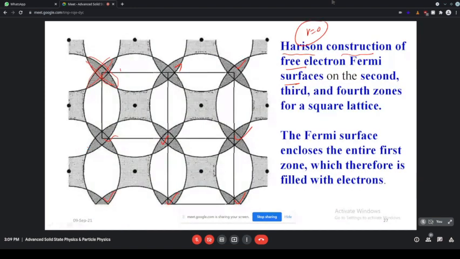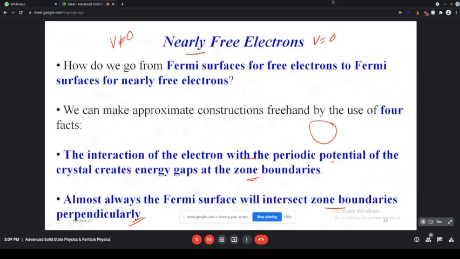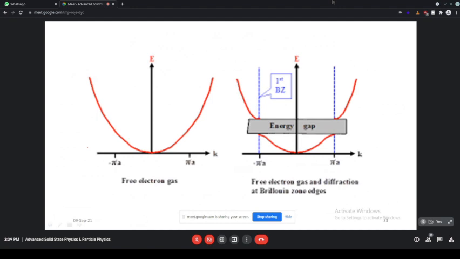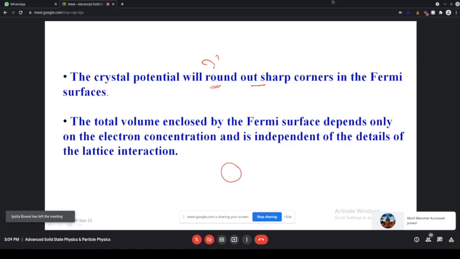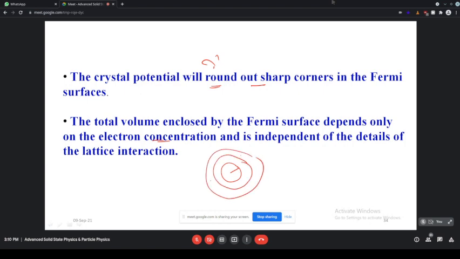Later on, I will show you. But simply, if you consider the interaction between the electron and the lattice, then due to this interaction the sharp corners will change into a round structure. And the volume of the Fermi surface depends only on the electron concentration. The more the electron concentration, the more the volume of the Fermi surface. The volume of the Fermi surface is independent of lattice interaction.